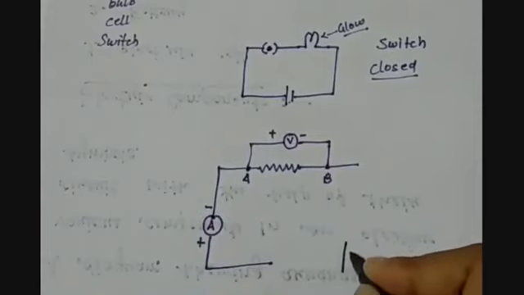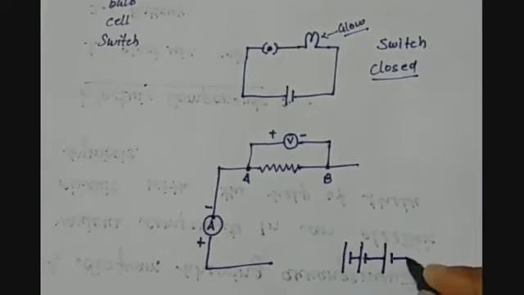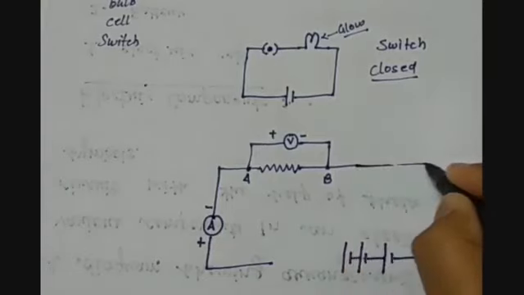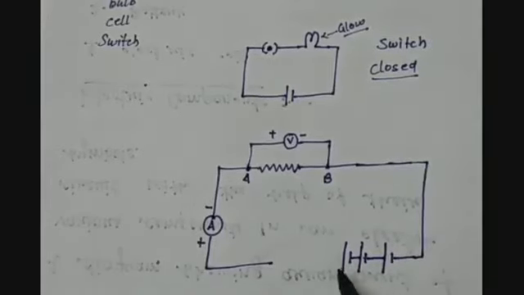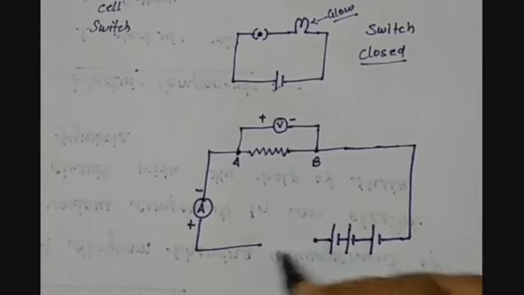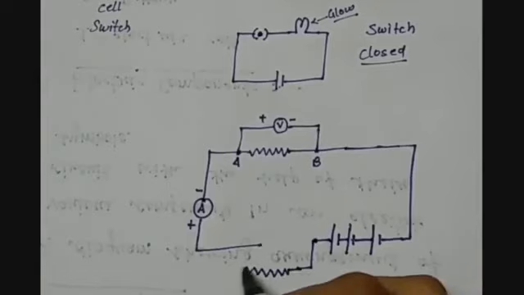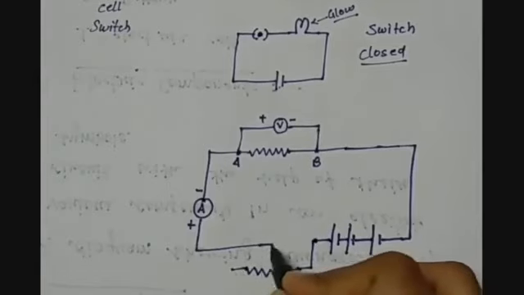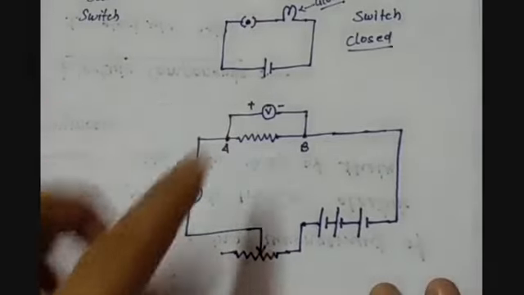So the battery you can draw this way. So this is how you are going to complete your circuit. Suppose we also connect one rheostat to it. Here we have a variable resistance. That means we can vary the resistance of this circuit.